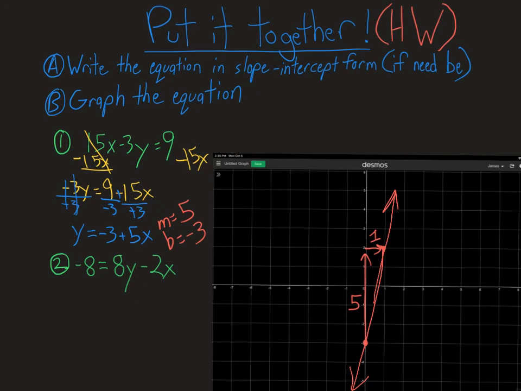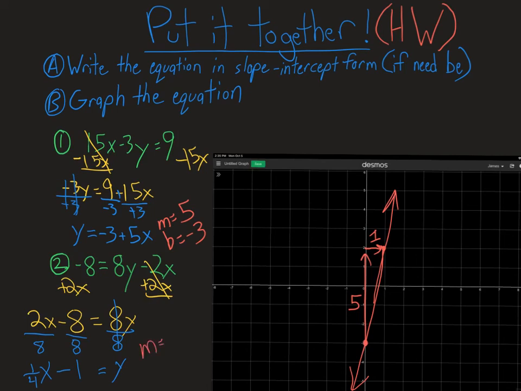Let's look at problem 2. Same thing, I'm just going to add over that 2x. And now I'm going to get rid of that 8 to get the y by itself. Two over 8, I'm going to reduce to 1/4. It's next to x, so there's my slope. And negative 8 over 8 is going to become negative 1. And we've got a slope of 1/4 and a y-intercept, or a b, of negative 1.